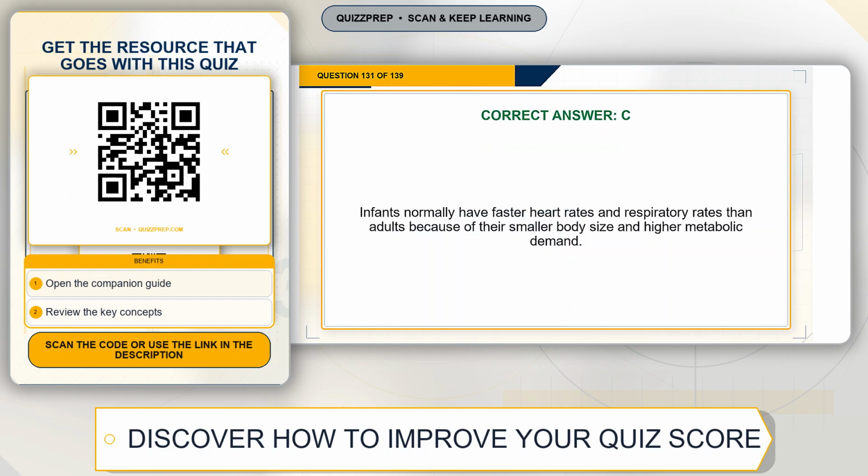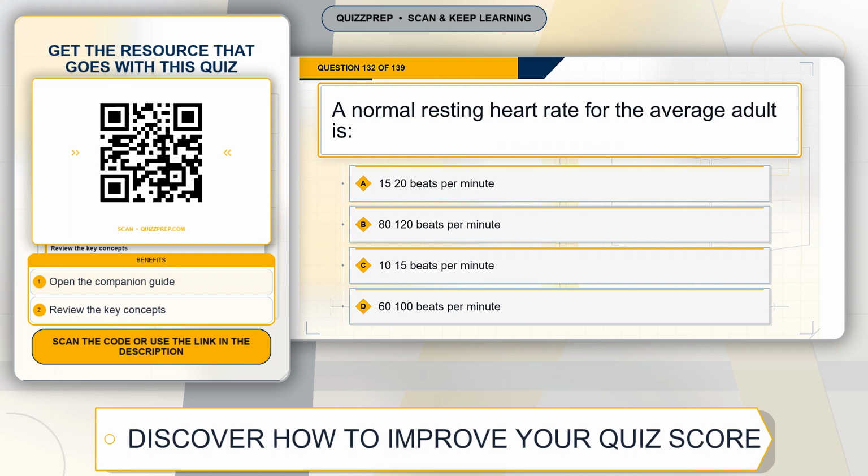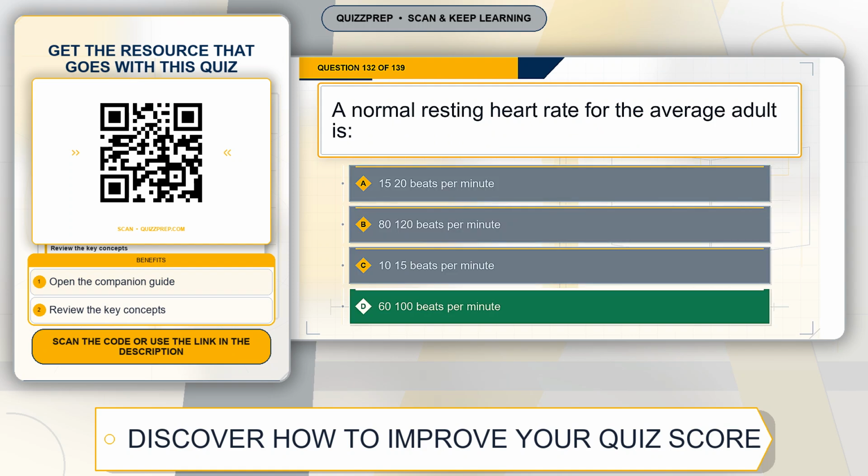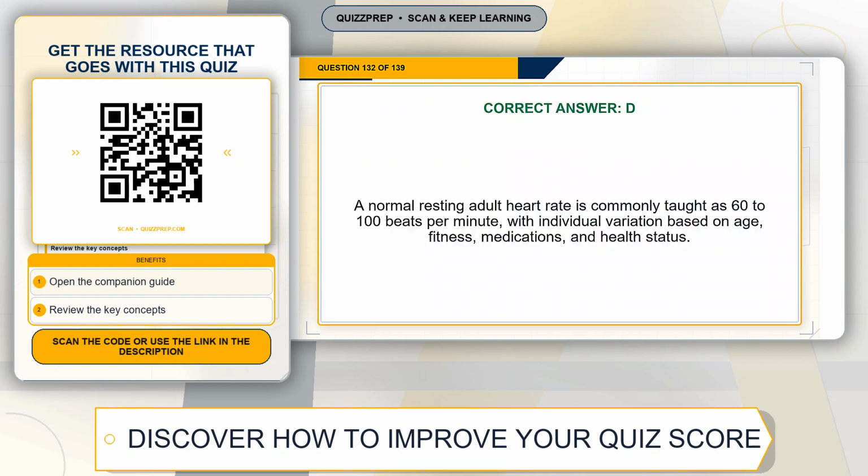Question 132. A normal resting heart rate for the average adult is: option A, 15-20 beats per minute. Option B, 80-120 beats per minute. Option C, 10-15 beats per minute. Option D, 60-100 beats per minute. The correct answer is option D, 60-100 beats per minute. Explanation. A normal resting adult heart rate is commonly taught as 60 to 100 beats per minute, with individual variation based on age, fitness, medications, and health status.